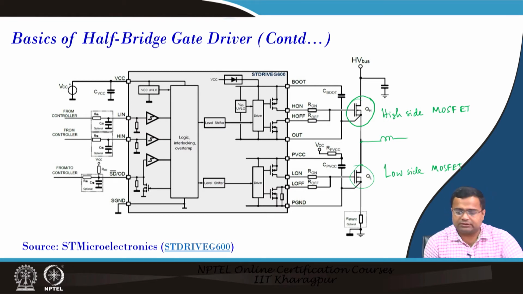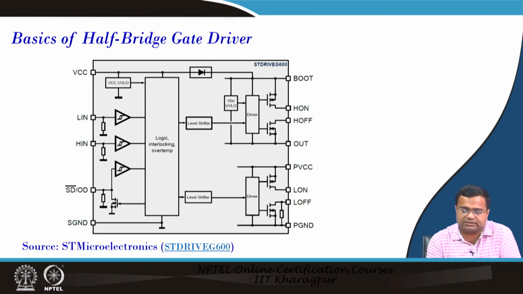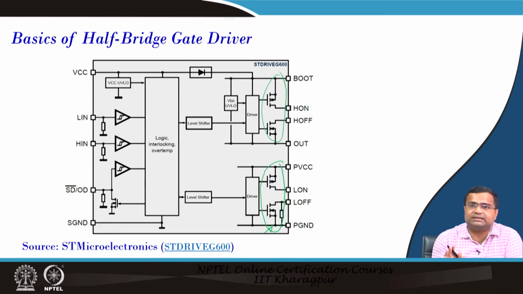So, the job of this particular device, in the previous, this is a back to back transistor that I told, that will turn on and turn off. Now, for the low side, the ground is the reference. So, it is easy. We can create the gate drive voltage and turn on and turn off.